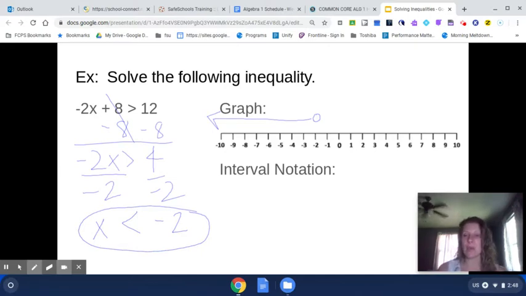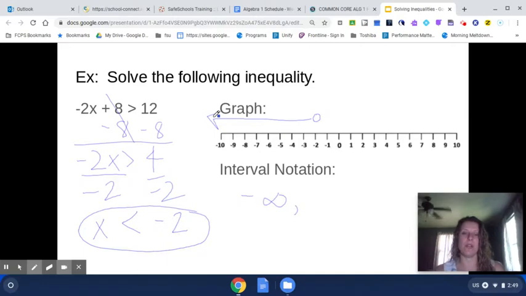The last thing that we need to be able to do is to write this inequality in interval notation. So we always read from left to right. So if I'm looking on the left side of this number line, notice that there's an arrow. So that's going to continue on forever in the negative direction. So I'm going to say that my smallest value is -infinity.